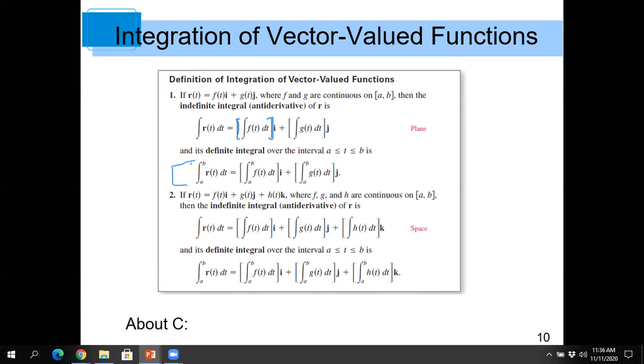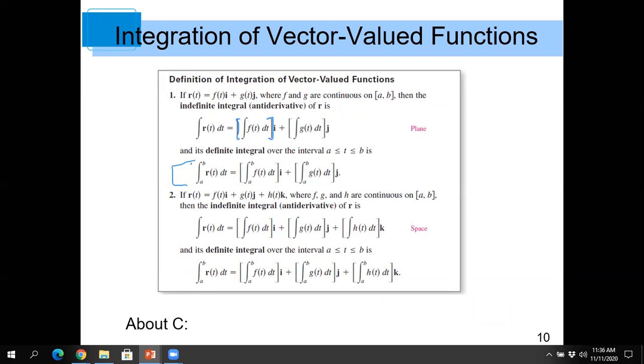Now, you might say to yourself, but what does that mean? We're not really talking about area anymore, are we? We're integrating an actual vector field now. There's no area under a curve interpretation anymore. Well, believe it or not, the integral is actually telling you something like an average value for the function over an interval.